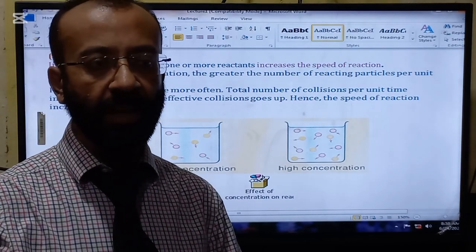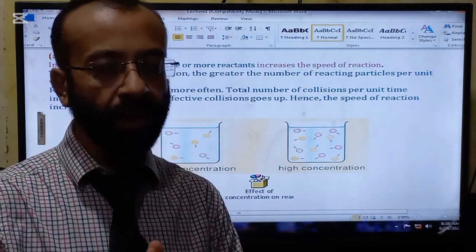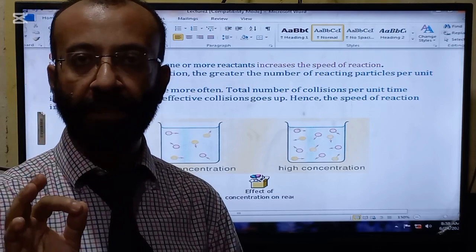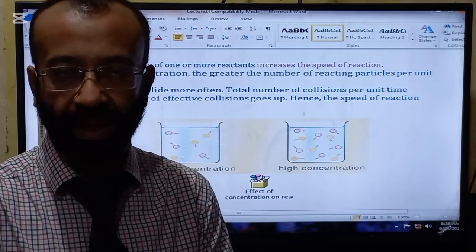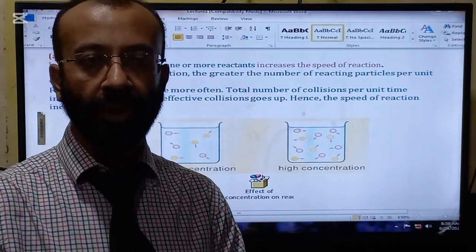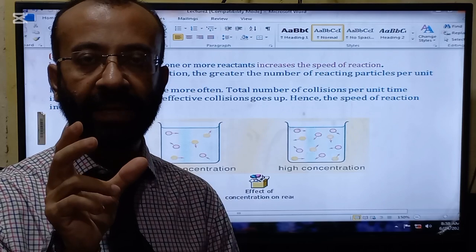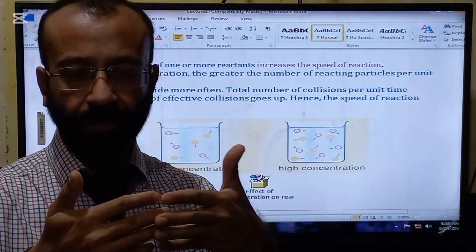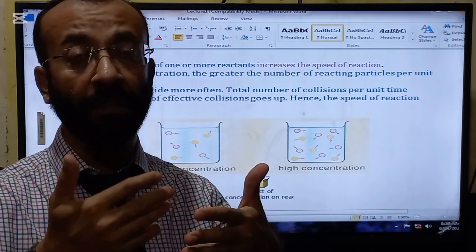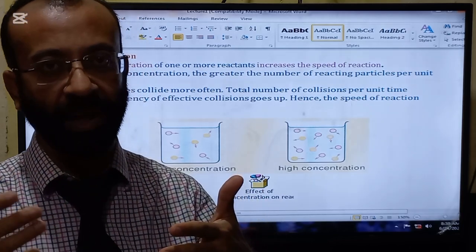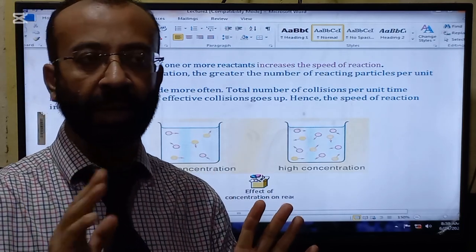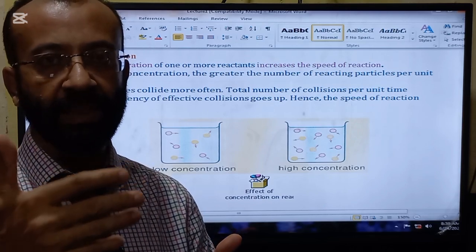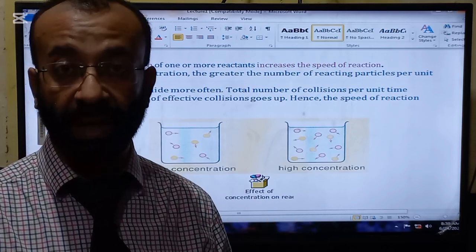The reason is, when we increase the concentration of the reactant, it means there will be more particles of the reactant present in the container. If there are more particles present, there will be more chances of their collision. And out of these collisions, if there are more collisions, there will be more successful collisions. So if there are more chances of successful collision, it means the speed of the chemical reaction will be increased.